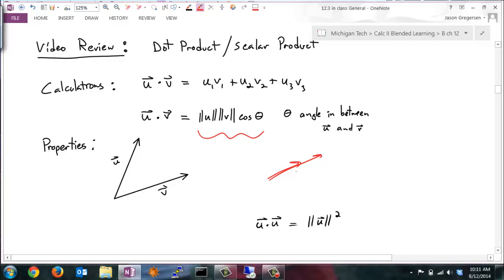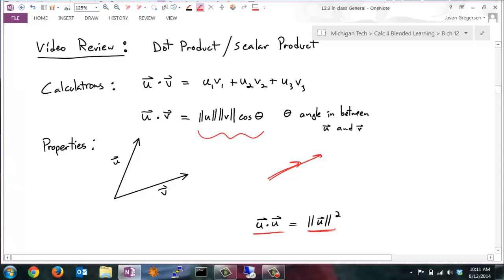well then the dot product would just be the product of the two magnitudes. So specifically, if I looked at u dot u, the angle between should be 0, so cosine of 0 is 1, and the result will just be the magnitude squared. The idea geometrically is the dot product is telling us how well these two vectors are aligned.